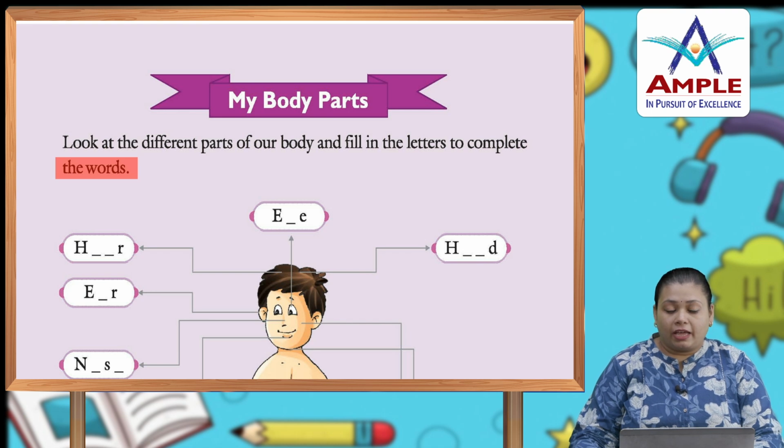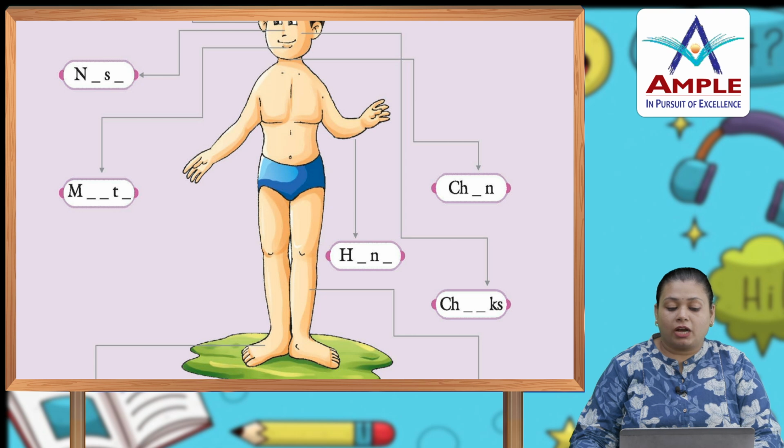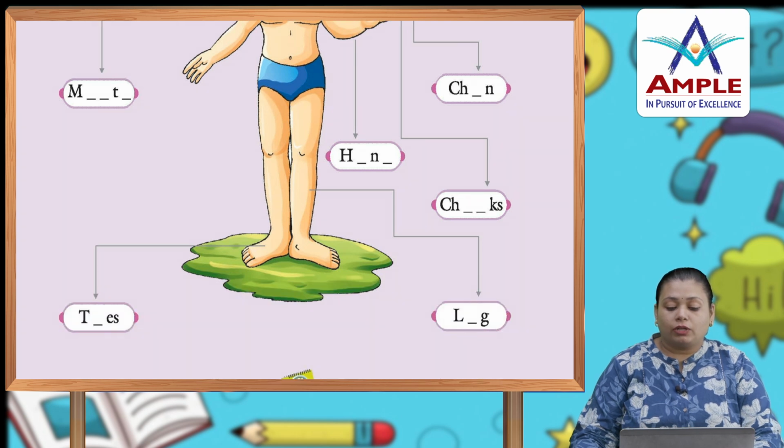Ear, E A R, ear. N O S E, nose. H E A D, head. Now come to the next, chin, C H I N, chin. Okay. Below the nose there is the mouth, M O U T H, mouth. Now the hand, H A N D, hand.